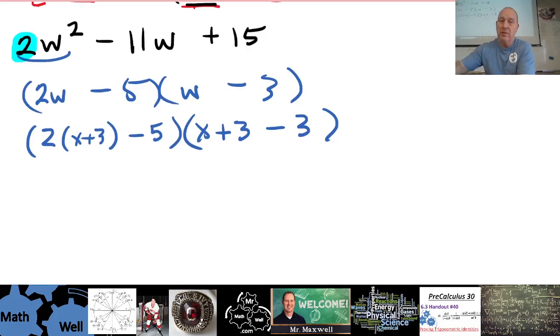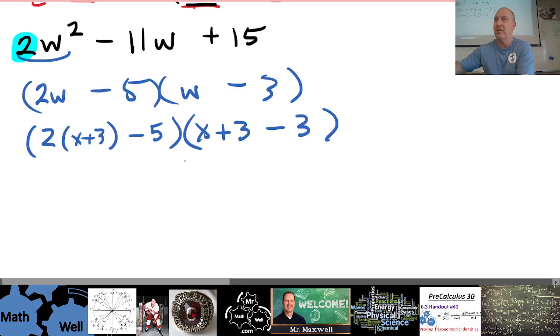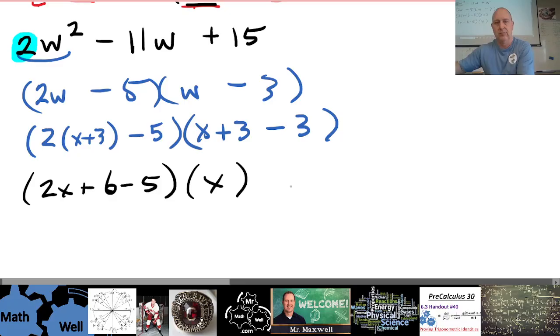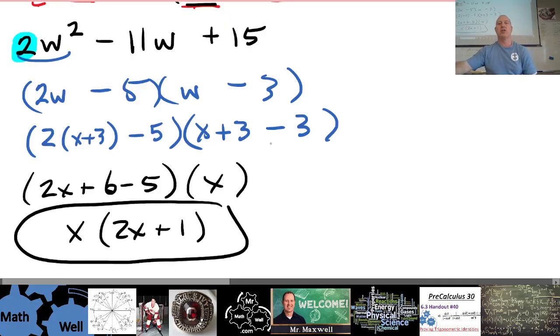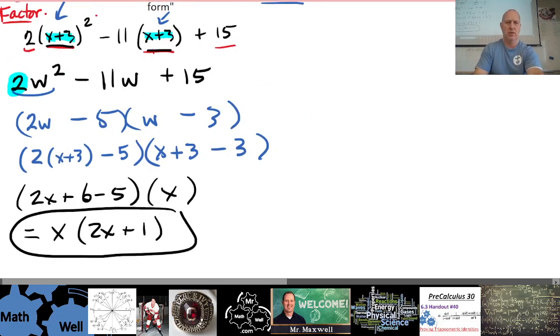And now we simplify to get our final factored answer. That's the way you can use substitution to simplify the process just a bit. So this is going to be 2x plus 6 minus 5. This is going to be x plus 3 minus 3, which is just going to be x. So 6 minus 5 is 1. I'll put the x first, and then this is going to be 2x plus 1.